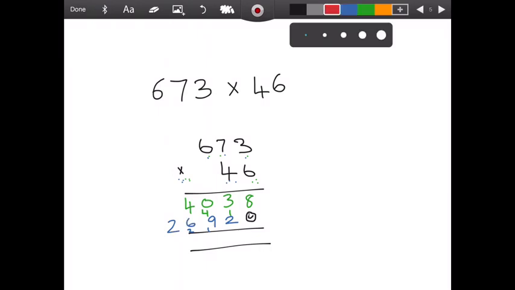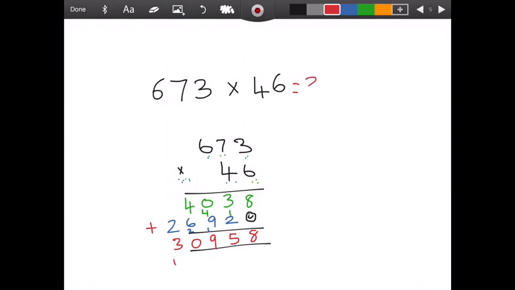Let's add our calculations together. 8 add 0 is 8, 3 add 2 is 5, 0 add 9 is 9, 4 add 6 is 10, I'll carry the 1, and then 3 goes in there to add 1. Our answer is 30,958.